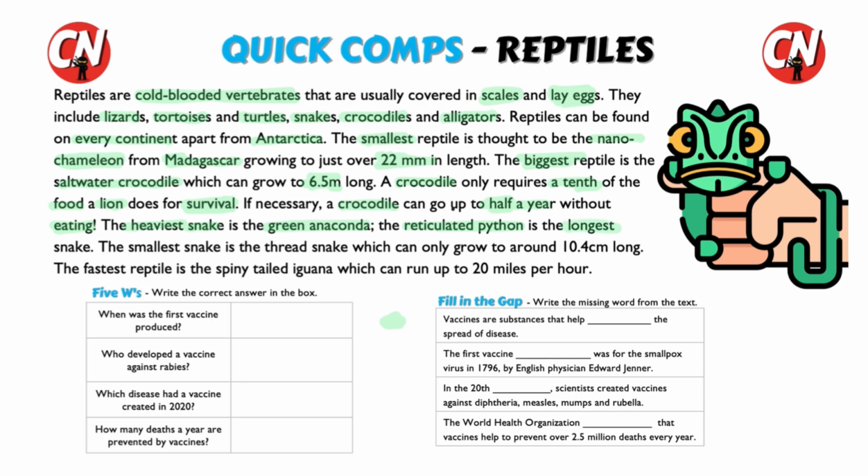The longest snake. The smallest snake is the thread snake, which can grow to around 10.4 centimeters long. The fastest reptile is the spiny-tailed iguana, which can run up to, a verb, 20 miles per hour. So again, very simple. The key information is the nouns, the numbers, the unknown vocabulary, and the odd verb and adjective. So for now, we're in a place where we can answer these questions very simply. Okay, let's have a look.